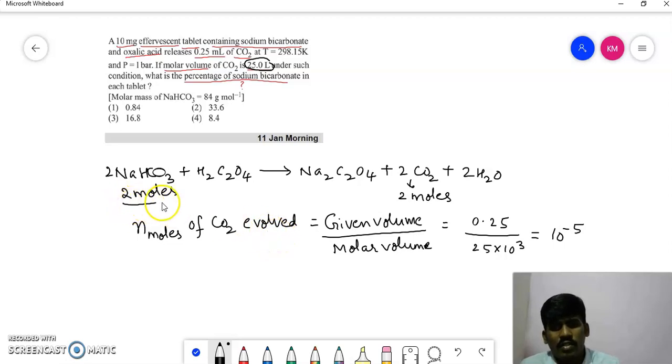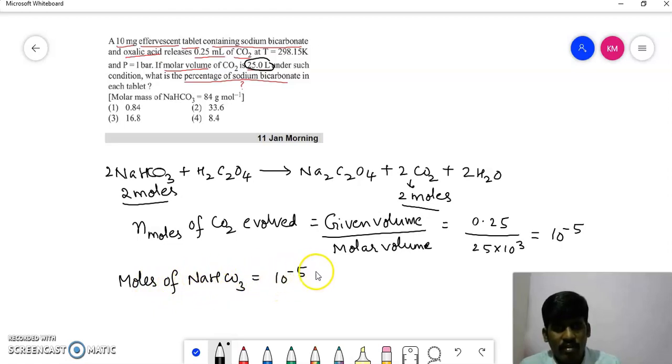So 2 moles of NaHCO3 will give 2 moles of CO2. Then 10 to the power of minus 5 moles of CO2 means 10 to the power of minus 5 moles of NaHCO3. So what can you write here? Moles of NaHCO3 is equal to 10 to the power of minus 5 moles.